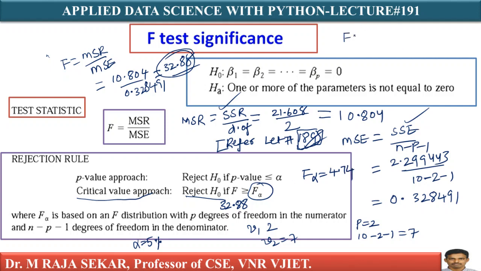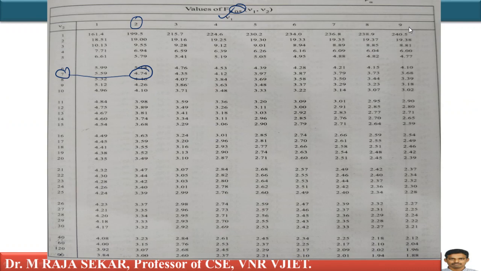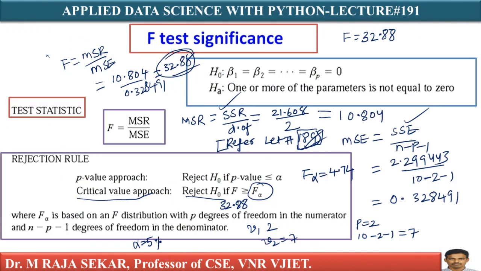My F value is 32.88, and my F alpha is 4.74. What is the critical value approach? Reject H naught if F is greater than or equal to F alpha. Yes, 32.88 is greater than 4.74. Correct. Therefore, I must reject H naught, the null hypothesis. That is the critical value approach.